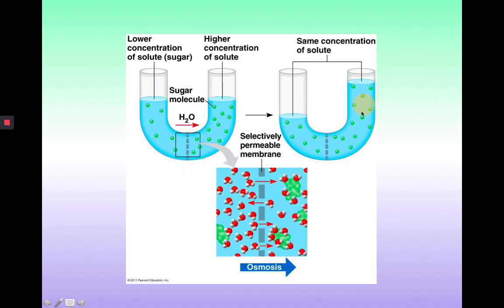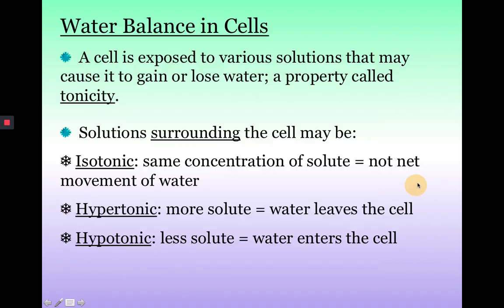We may have solutions next to each other that we're going to compare to each other. We use these words. These are words for comparison. Isotonic, same concentration of solute, no net movement of water. So we're comparing two solutions. This could be on the inside and outside of a cell, or this could be both sides of a U-tube. Isotonic means they have the same amount of solute, so there's no movement of water.